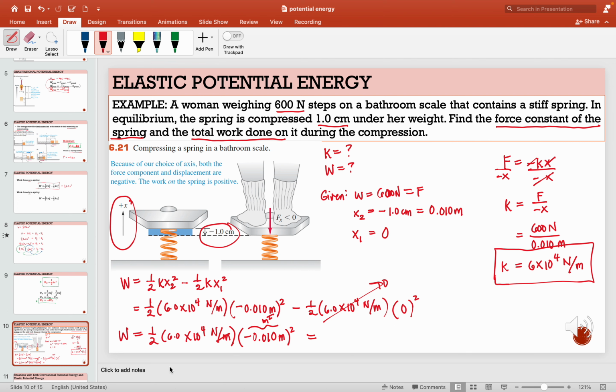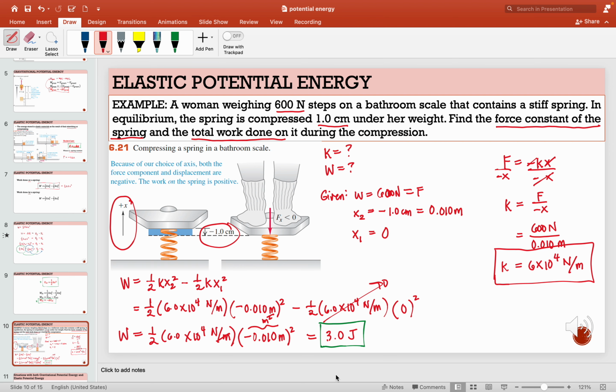So if you calculate this, 1/2 times 6 times 10 to the power of 4 times the square of negative 0.010, it is equal to 3.0 joules. You can also recheck this if you have calculators. So this is the work done by the elastic potential energy, or by the spring. Okay, so that is the example for the elastic potential energy.